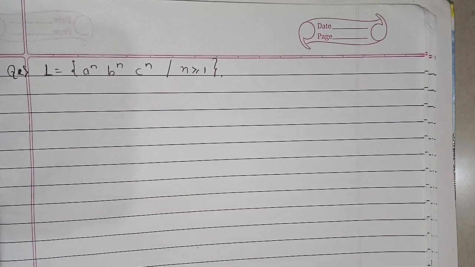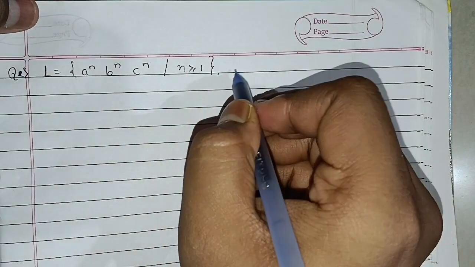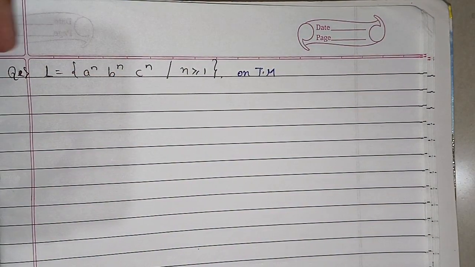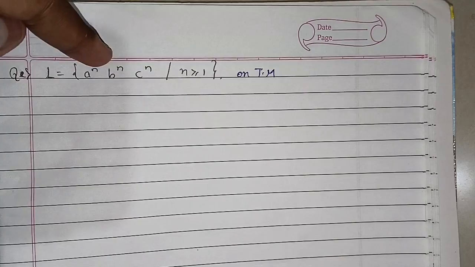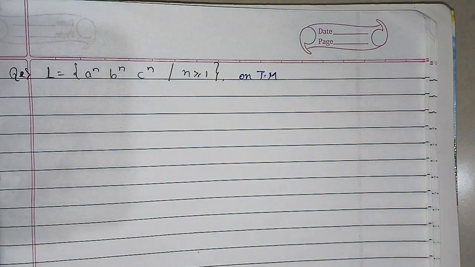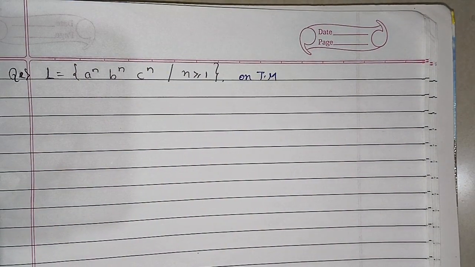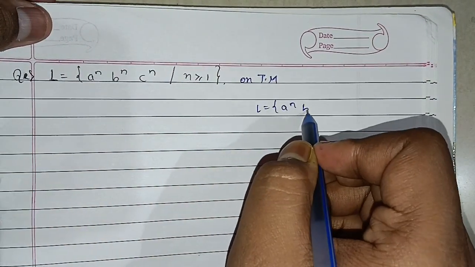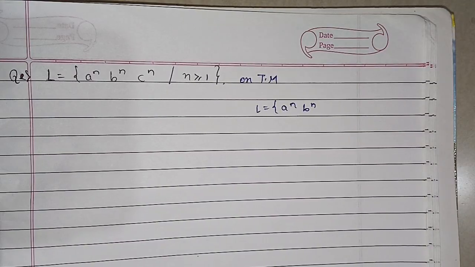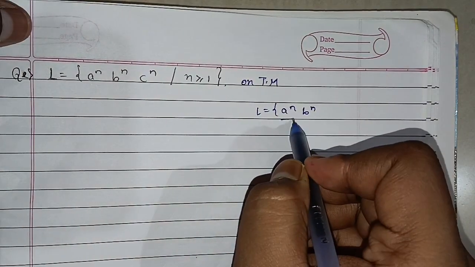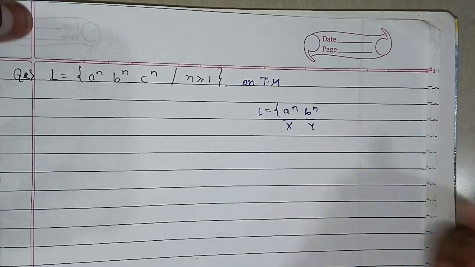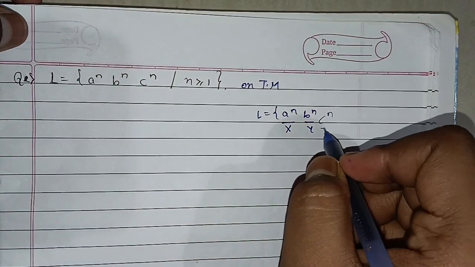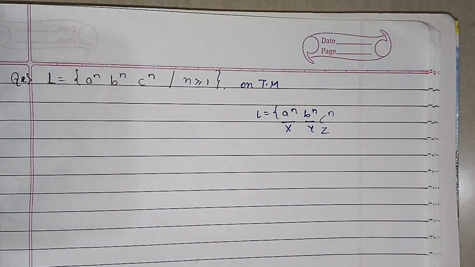Hello everyone. Today we are solving another example on Turing machine. The question is: design the Turing machine for the given language a raised to n, b raised to n and c raised to n for n greater than or equal to 1. In the previous video we have seen the language a raised to n and b raised to n, and we have seen that for a we use x and for b we use y. Since here it is c, we will now use z, and the rest remains the same.